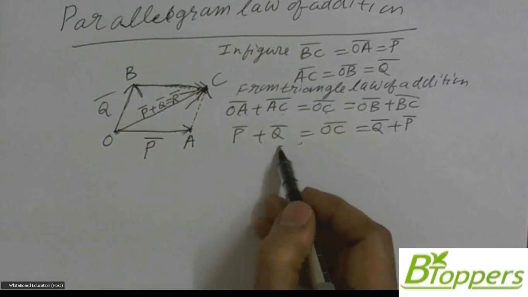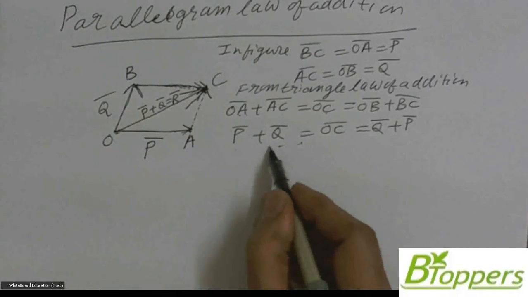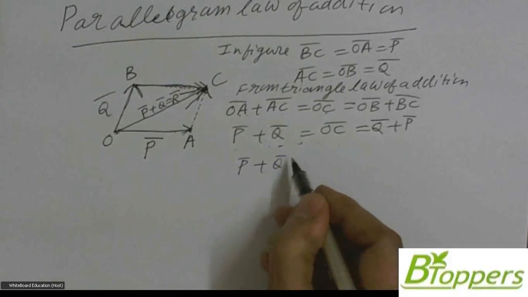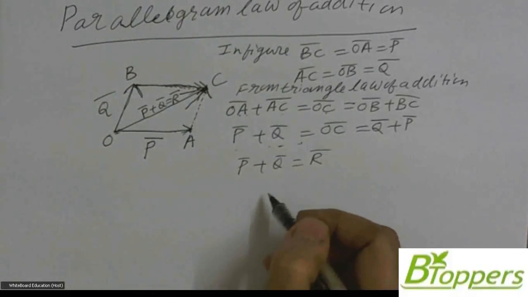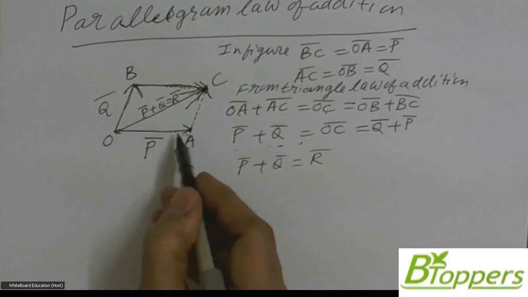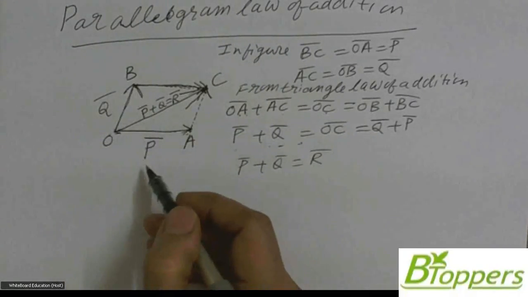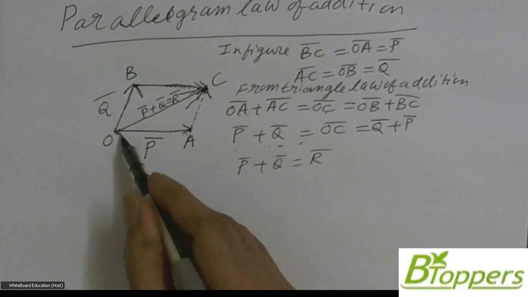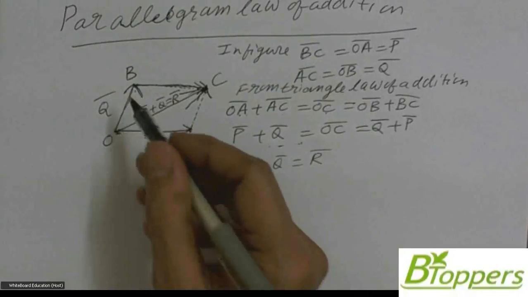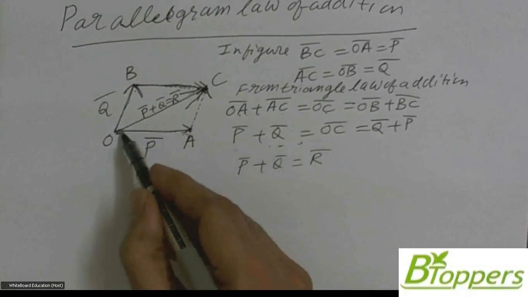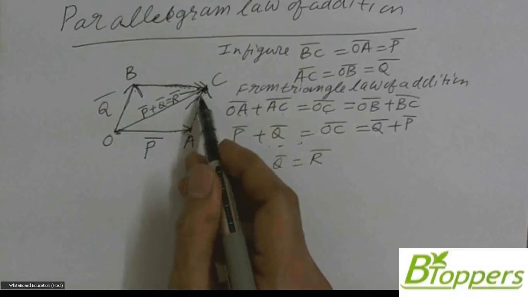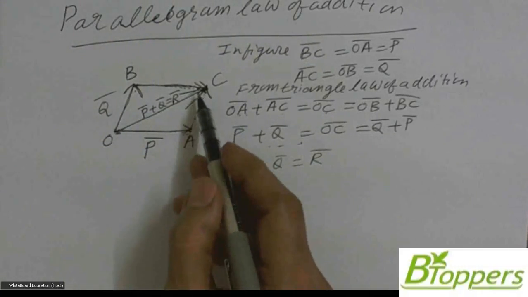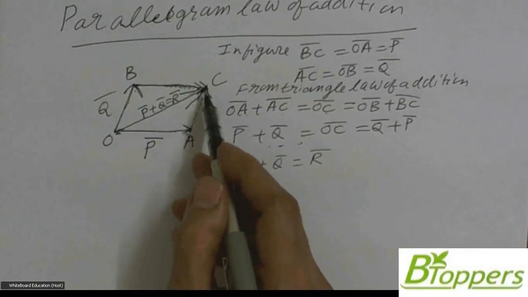According to the last equation, that is P bar plus Q bar equals R bar, you can say that if two vectors P bar and Q bar are represented graphically by the adjacent sides of the parallelogram, such that the tail of P bar is attached to the tail of vector Q bar, and the diagonal of the parallelogram passing through their point of intersection represents the vector sum or resultant of P bar and Q bar, both in magnitude and direction.